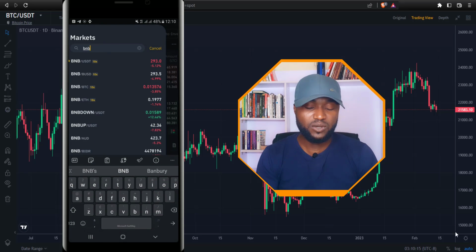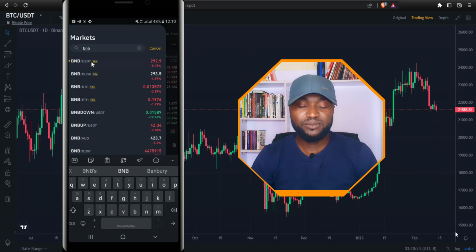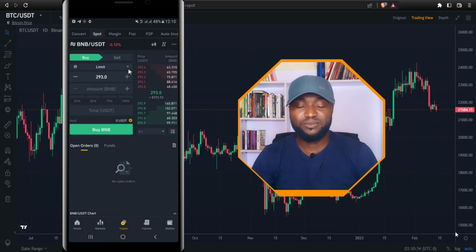Let's assume I want to buy BNB. If I click on it, you can see BNB/USDT or BNB/BUSD. Any of these that you have, you can select. They are almost the same price. If I click on this, it will take me to this particular spot trading page. If I leave it on buy, it means I want to buy BNB and I have USDT.